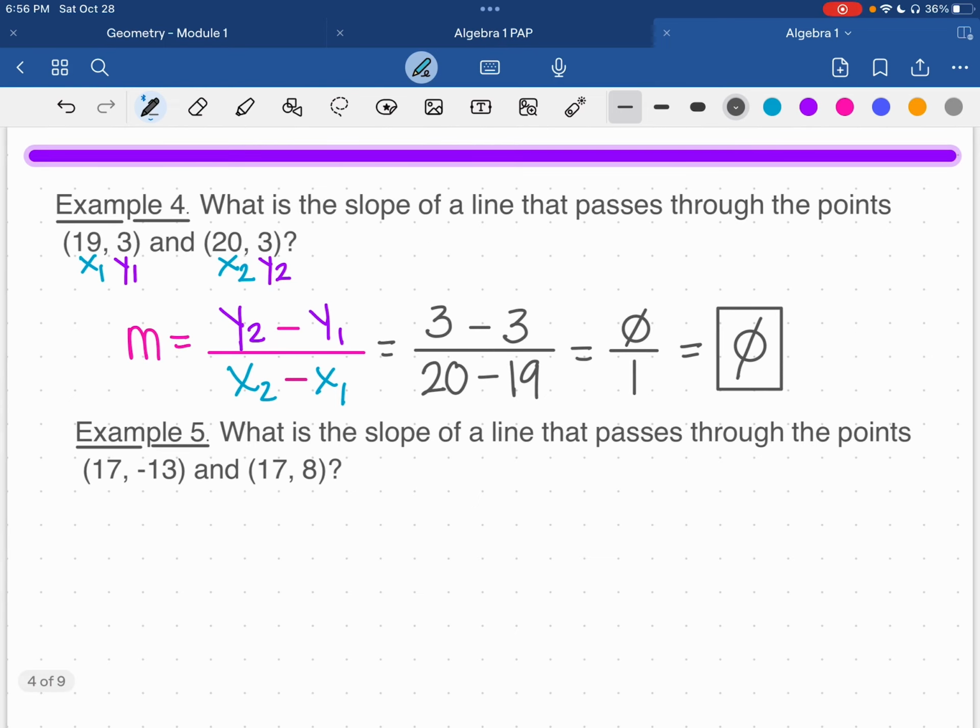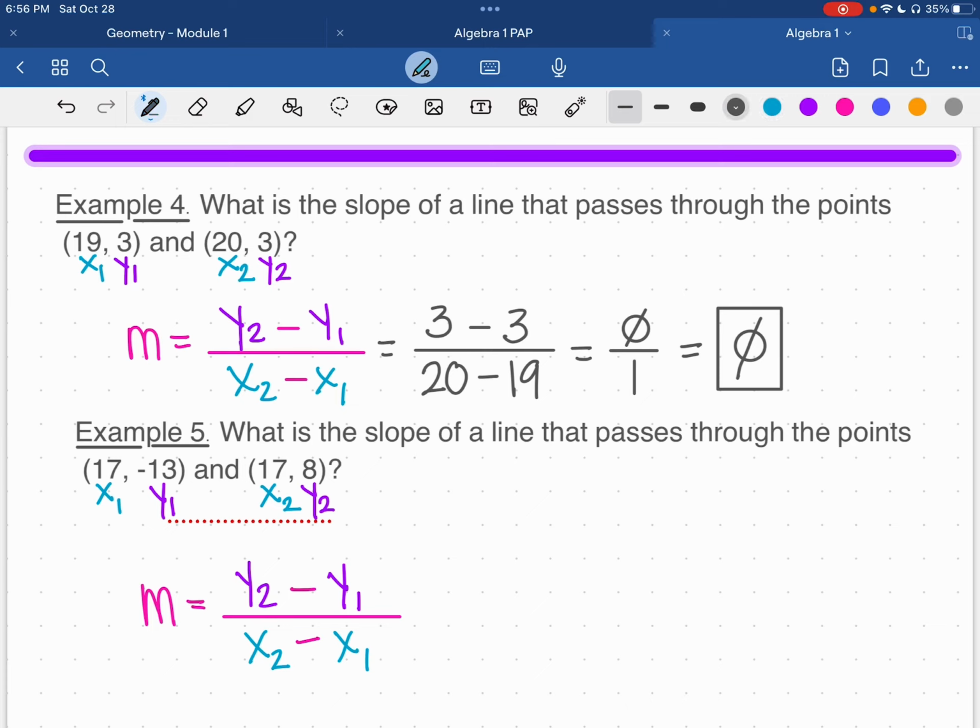On our last and final example, I do want to show you another special case. So let's go ahead and label our x's, 1 and 2. Remember, just like I read from left to right, that's how I'm labeling them, x1 and x2. The y's are second, and once again, 1 and 2, 1 with the 1, 2 with the 2. All right, one last time, our formula. y2 over y1, x2 over x1. Let's go ahead and substitute in for this one.